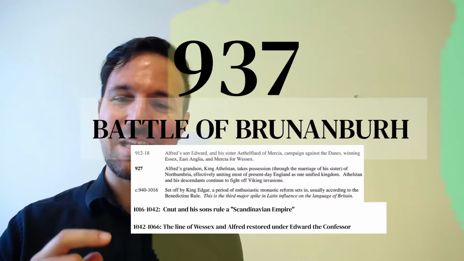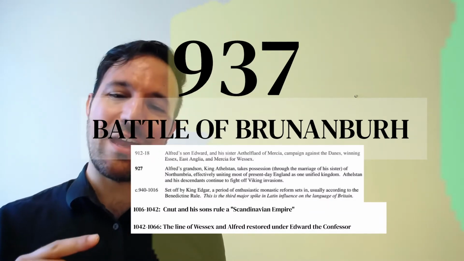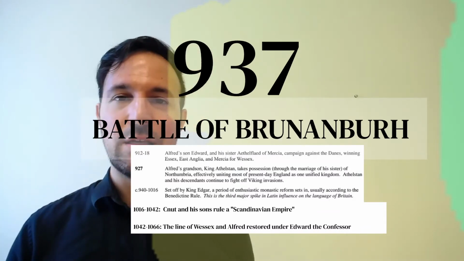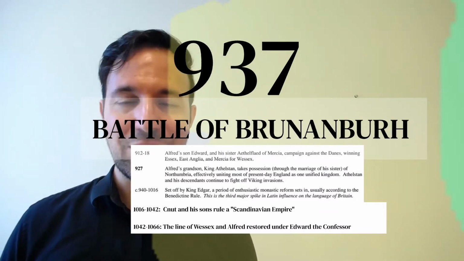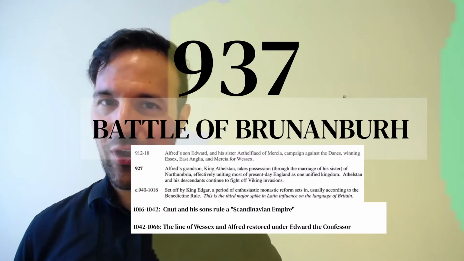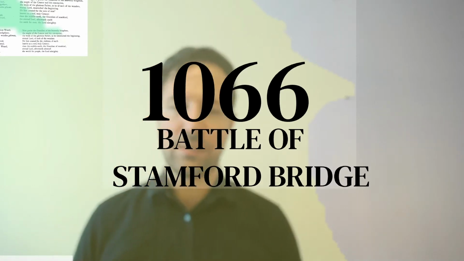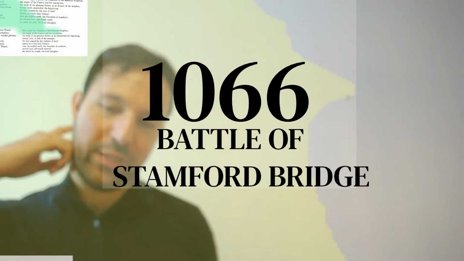So that takes us to 1042. The line of Wessex restored under Edward the Confessor, a famously pious and perhaps chaste king, which presents a problem in a moment. 1066 brings us, right, the Battle of Stamford Bridge.